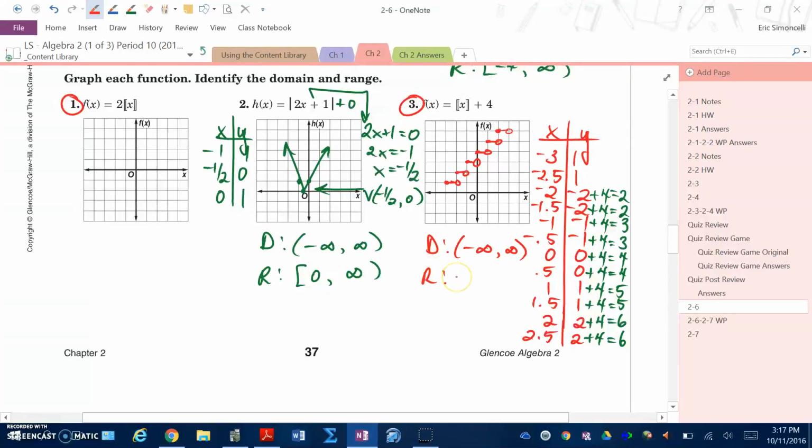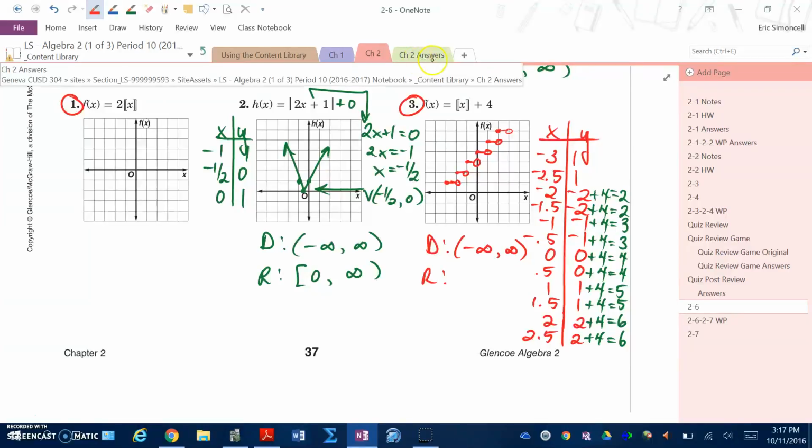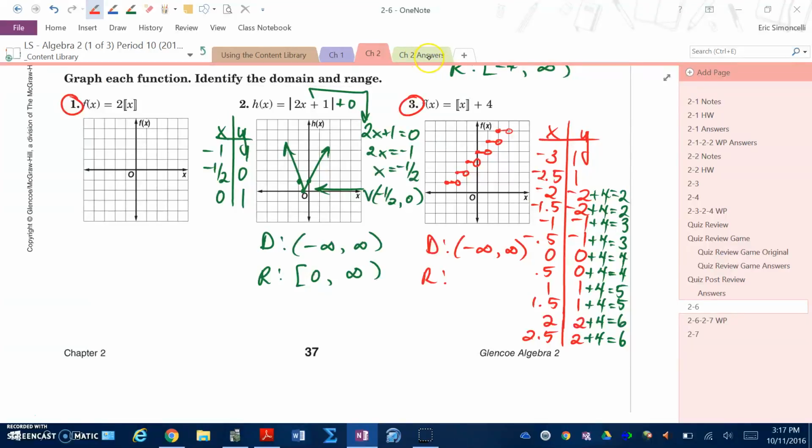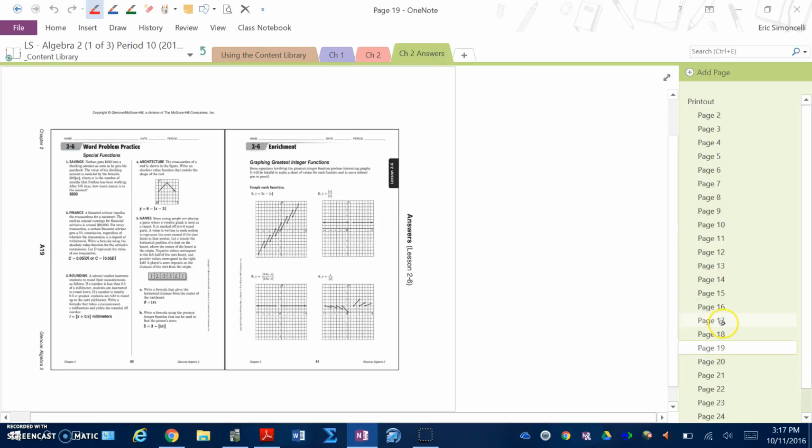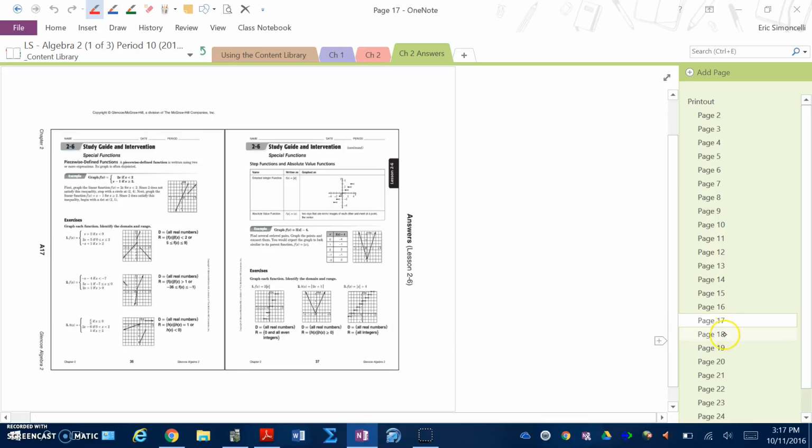the range of which, if you went ahead and looked at the answer key, which I'm going to go ahead and jump to right now, I just recently updated the sections, as you can see here at the top, Chapter 2 answers. This is available in the content library for all students in Algebra 2. So if you did want to see the answers for problem number 3, for example, you could do that. Just click on this tab and you would just scroll down and try to find section 2.6, which appears to be, here it is, page 17.